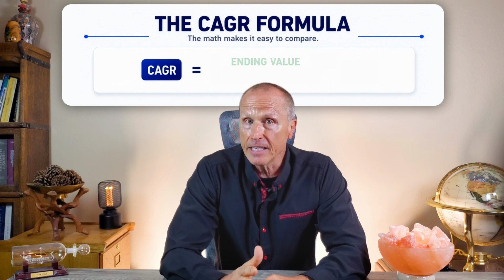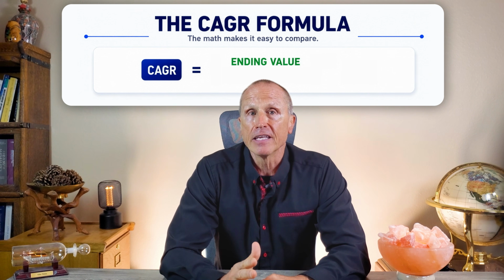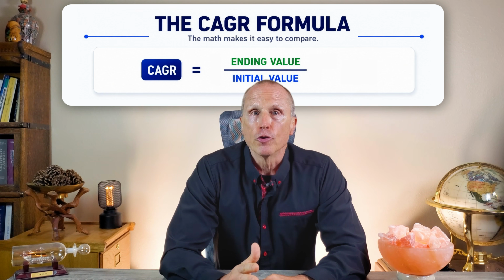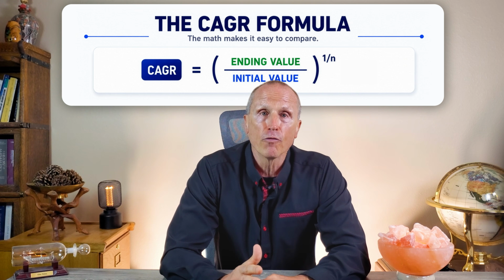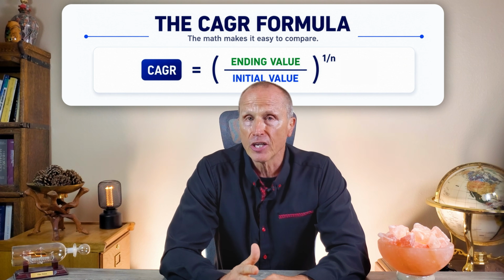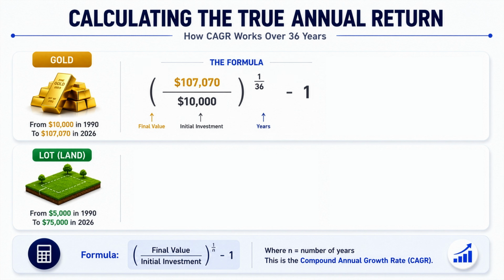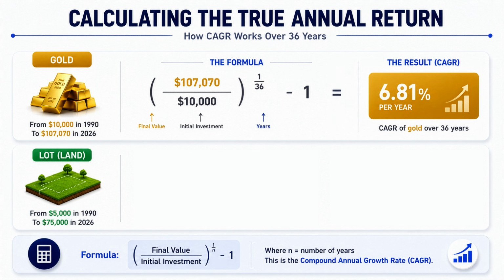You take the ending value and divide it by the initial investment. Once you have that result, you take it to the power of 1 over n, where n is just the number of years. Then you subtract 1. For gold, the calculation looks like this: $107,070 divided by 10,000 raised to the power of 1 over 36, and then you subtract 1. That gives us a compounded annual growth rate of about 6.81%.